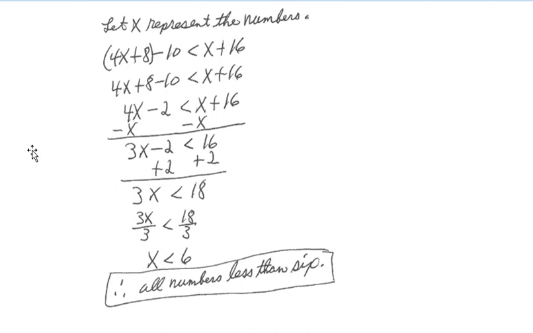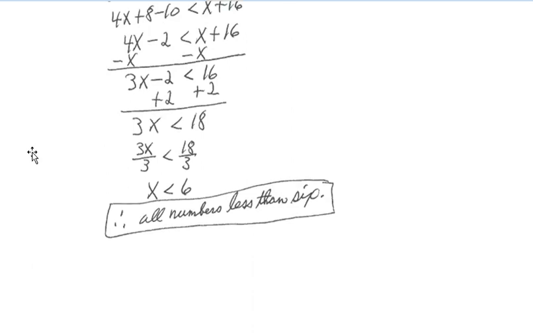Next, we'll subtract x from both sides, giving us 3x minus 2 is less than 16. Again, isolating the x term, we have to add 2 to both sides, which produces the inequality 3x is less than 18. As a final maneuver, we need to divide both sides by 3, getting x is less than 6. Therefore, the numbers that we're looking for are all numbers less than 6.